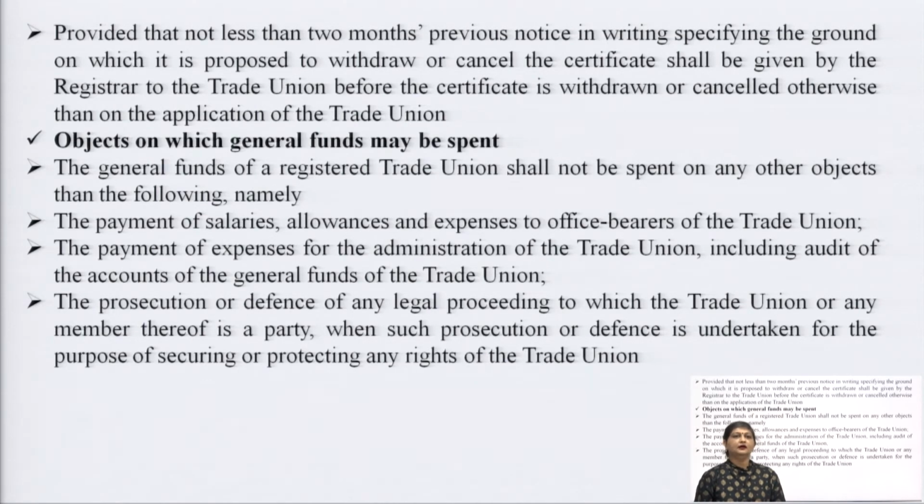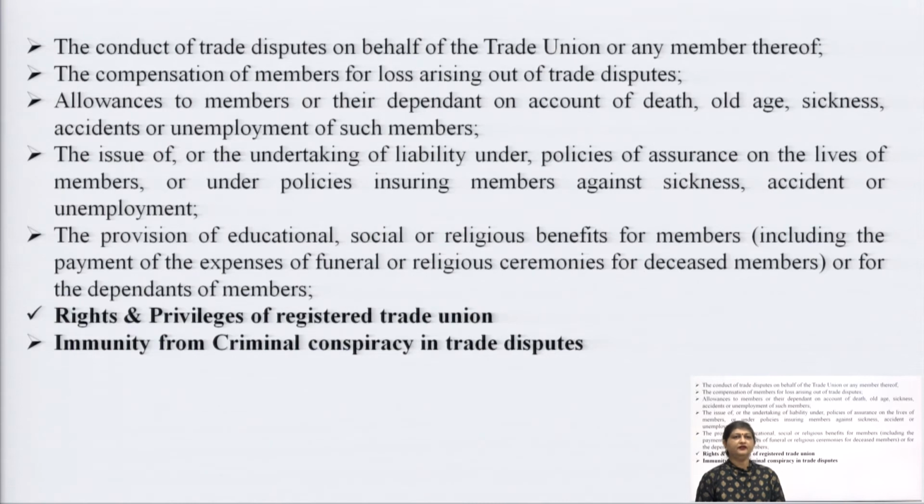functions of the trade union, the general funds may be spent on the conduct of trade disputes on behalf of the trade union or any member thereof; the compensation of members for loss arising out of the trade disputes; allowances to members or their dependents on account of death, old age, sickness, accidents or unemployment of such members; the issue of or the undertaking of liability under policies of assurance of the lives of members or under policies insuring members against sickness, accident or unemployment; the provision of educational, social or religious benefits for members, including the payment of the expense of funeral and religious ceremonies for deceased members or for the dependents of members.